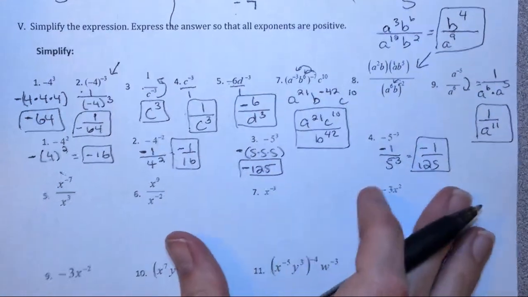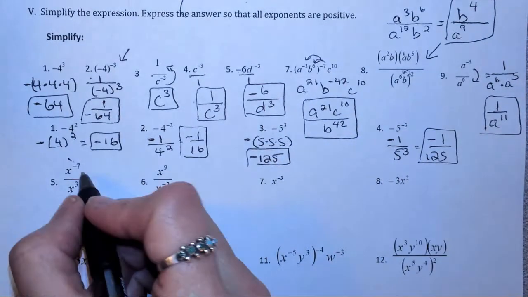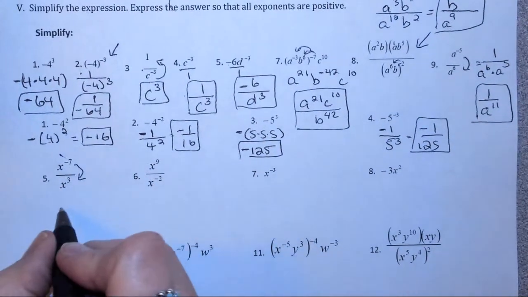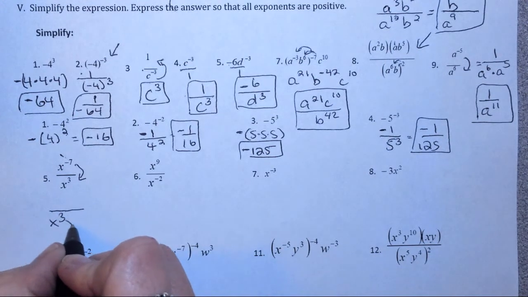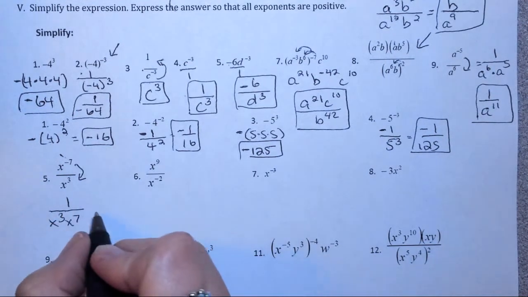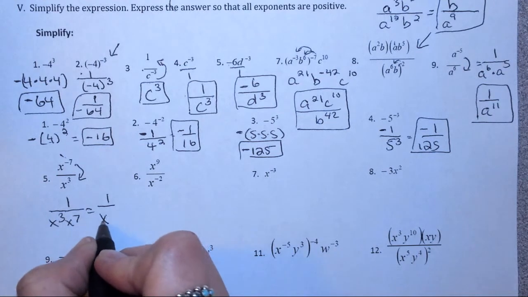Number 5, it's a lot like number 9. I'm going to move that x to the negative 7 to the bottom. So I have x to the third, x to the 7. I put a 1 on top to hold the spot. I'm going to add my exponents on the bottom.